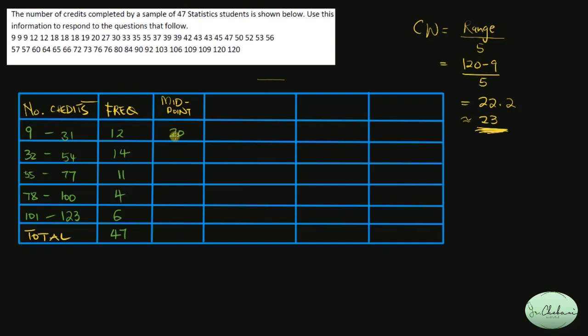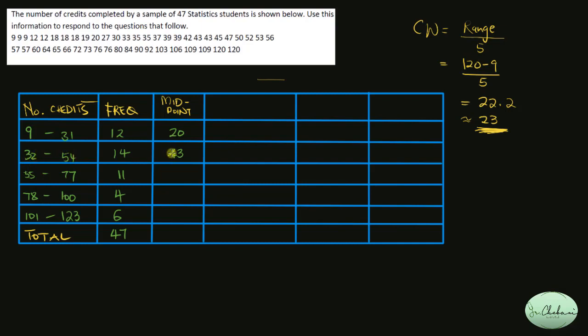For the next class, we do the same, but to make it easy, after we calculate the first class, we can just add the class width of 23. If we add 23 to the midpoint of the first class, it will land us on the midpoint of the second class. So 20 plus 23 becomes 43. So 43 is the midpoint of the second class. You can verify that by adding 32 to 54 and then dividing by 2.